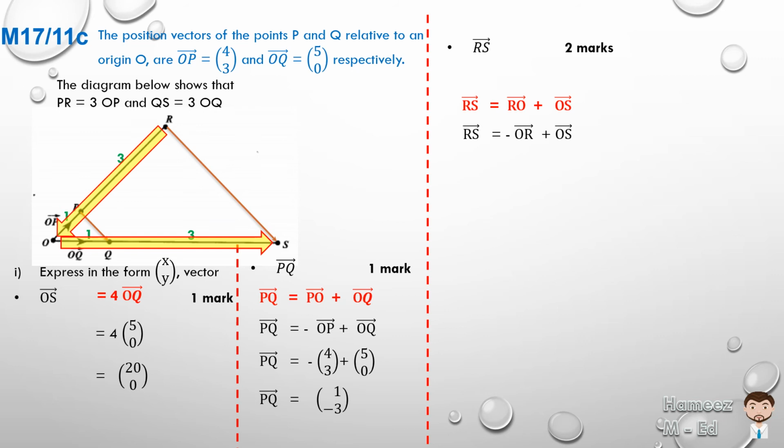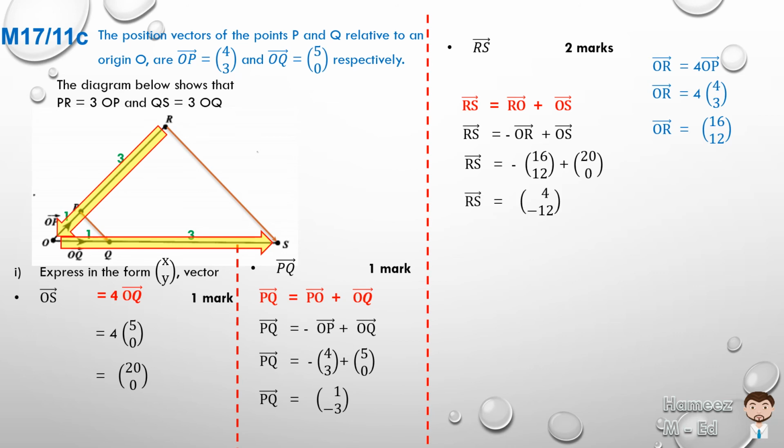And we now substitute. Let's recall that OR is 4 times OP, just like how we did OQ to OS. So OR will be 4 times (4, 3), which is 4 4s are 16, 4 3s are 12. So OR is (16, 12). So we can now use that. RS is minus (16, 12) plus (20, 0), OS, which we got in the first part. So minus 16 plus 20 gives us 4. Minus 12 plus 0 will be minus 12.